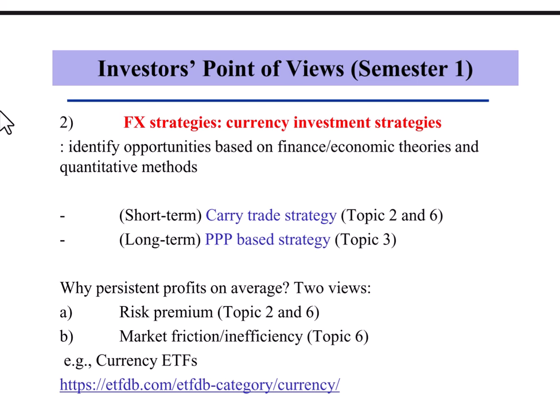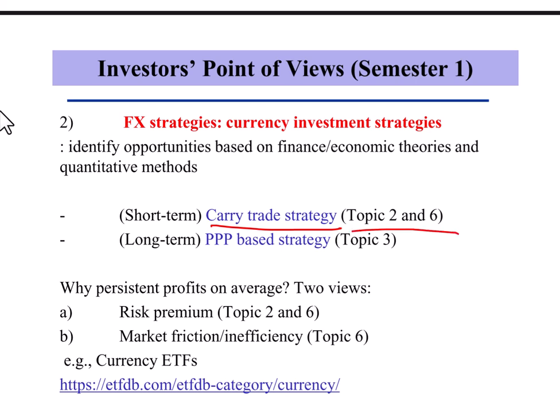So these are not arbitrage. You need to take risk. You're going to invest into something, but you are exposed to risk. And if you make some money, that could be the compensation for taking risk. So we're going to talk about first the carry trade strategy, which means you borrow currency with low interest rate and you invest into a currency with higher interest rate. Don't worry if you don't understand this now. We're going to talk about this one, very detailed example and derivations in topic 2 and topic 6.